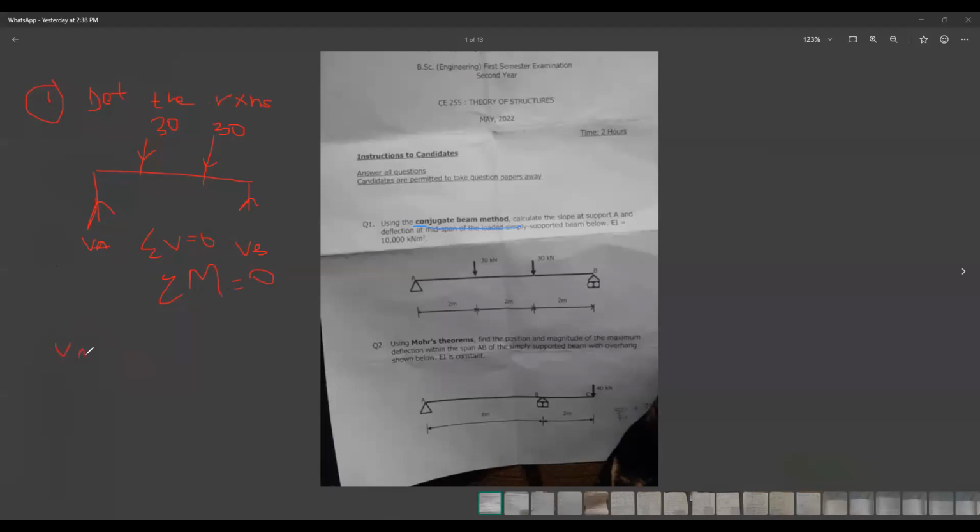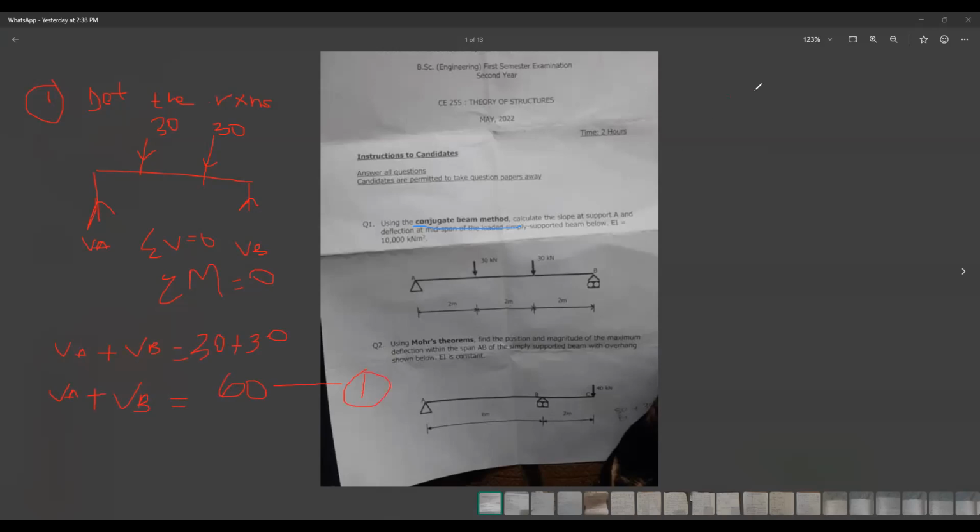So I'll have my VA plus my VB, which are both upward forces, to be equal to 30 plus 30. Do you understand? Yeah, I get it. So VA plus VB will give me 60. Okay. So this is equation 1.